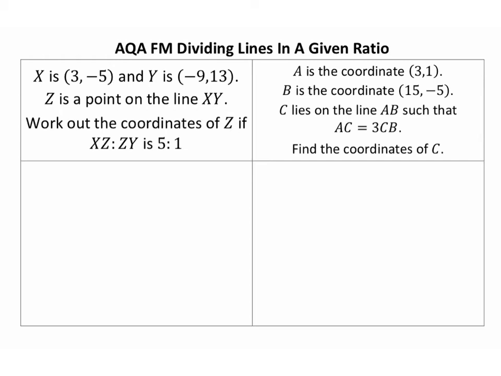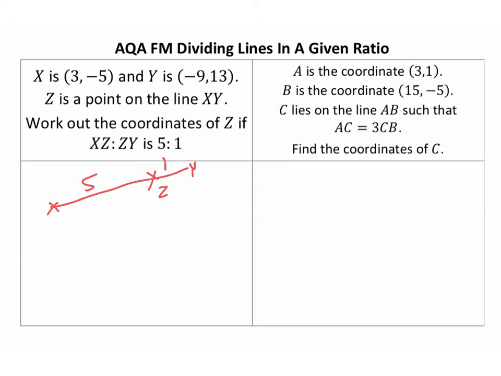Right, okay, so we're looking at dividing lines in a given ratio. Here's the ratio, by the way. You've essentially got a line that looks something like this. It goes from x to y, and somewhere in here is z. So z's about there, and that's 5 and that's 1.